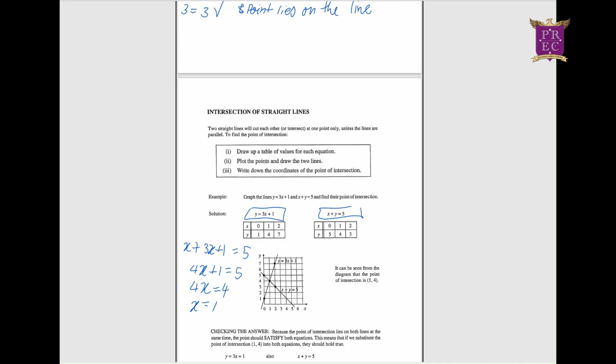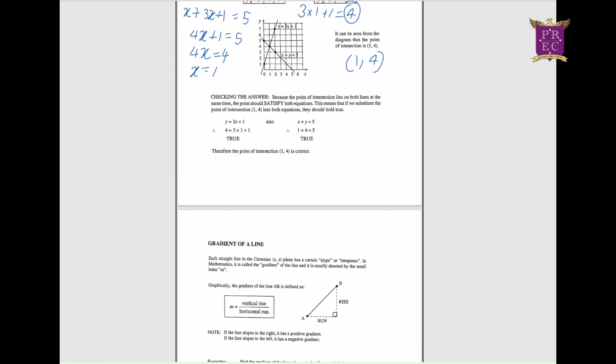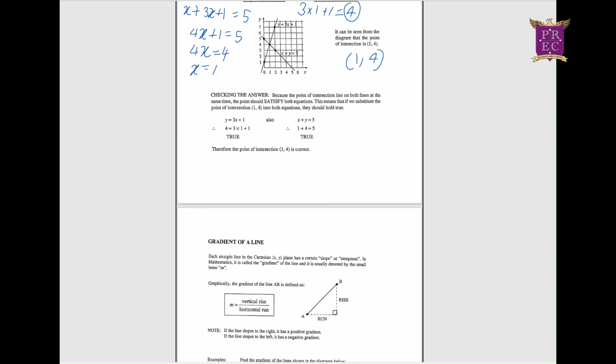If x is equal to 1, we need to find the y value now. Let's substitute 1 into the x over here. 3 times 1 plus 1 gives us 4. So the point of intersection is 1 and 4. Okay? It's as easy as that. And you can always verify the coordinate by substituting the coordinates into the two equations and seeing if you get the left-hand side equal to the right-hand side for both equations.